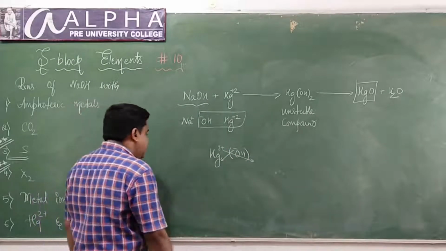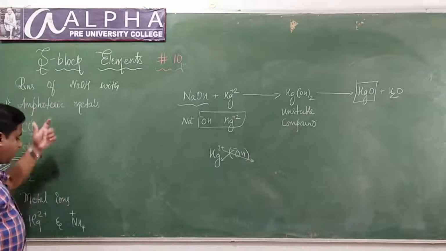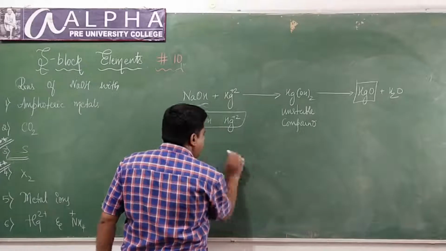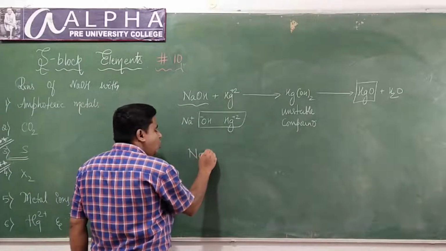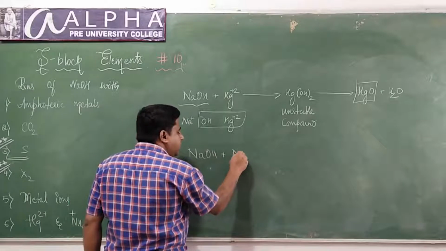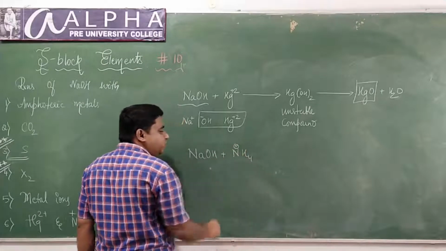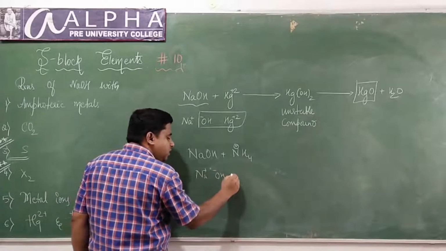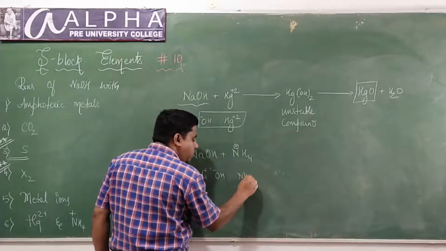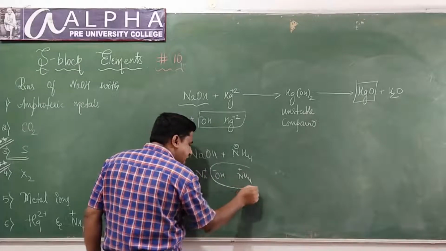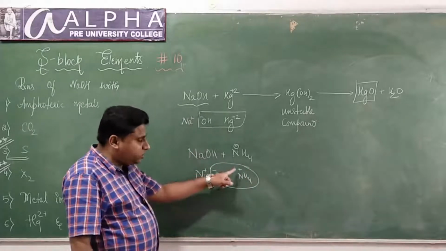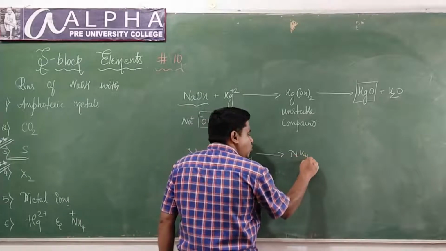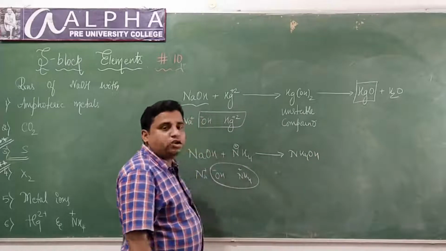Now lastly, what happens when sodium hydroxide reacts with ammonium ion? Very simple. Again, Na+ and OH-. This cation should react with this anion, one positive charge and one negative charge. What is the product formed then? NH4OH, ammonium hydroxide.